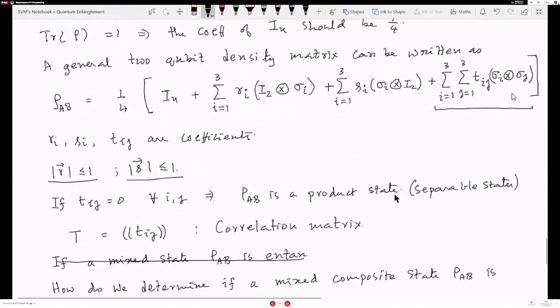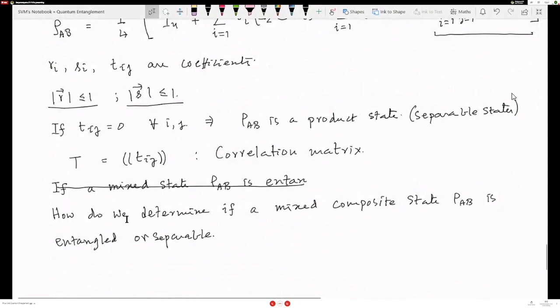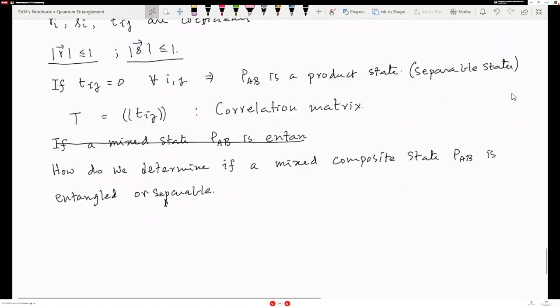Okay. Now, as I told you here, if Tij is equal to 0, we can say it is not separable. But if all Tij is non-zero, or if some of the Tij is non-zero, that does not mean it is entangled. So it is necessary but not sufficient. By just looking at that one, we will not be able to tell whether a given mixed state is entangled or not. It's a correlation matrix, no doubt, but not every non-zero correlation matrix will give us an entanglement. Okay.